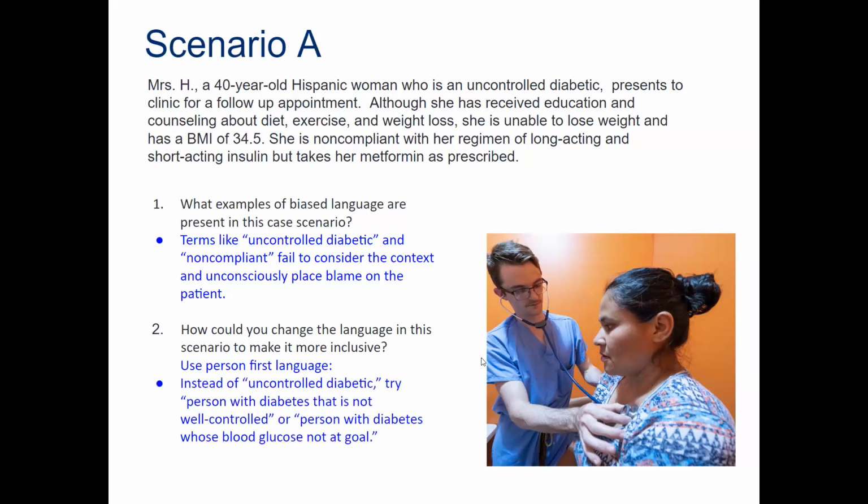Instead of uncontrolled diabetic, we can refer to her as a person with diabetes that is not well controlled, or a person with diabetes whose blood glucose is not at goal. Instead of non-compliant, we can simply say that the patient does not take insulin.